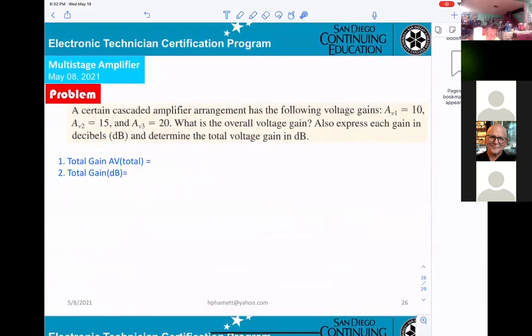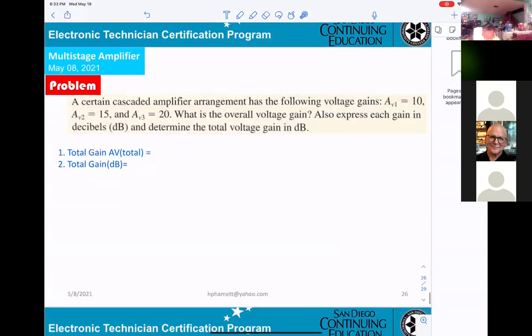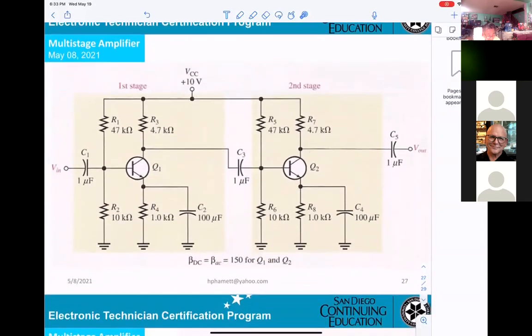Now, a certain cascade amplifier arrangement has the following gains: A1 is 10, 15, 20. What is the overall voltage gain? Also express its gain in decibels, and the total gain. You already know this from working on quiz number 21. We already told you, and you will see it again on the test. Okay, last one.